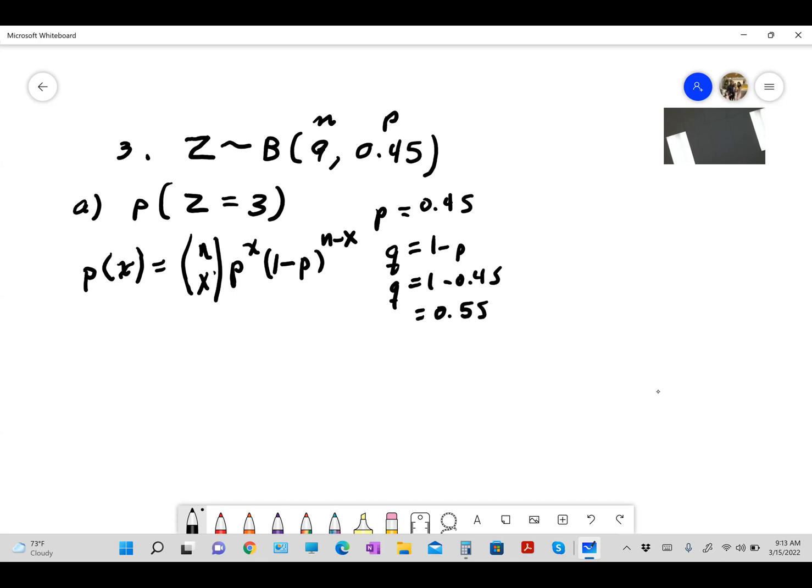So now all you do is substitute. You write probability of 3 must equal N is 9, X is 3, 0.45 to the third, and then you have 0.55 to the 9 minus 3, which is 6.